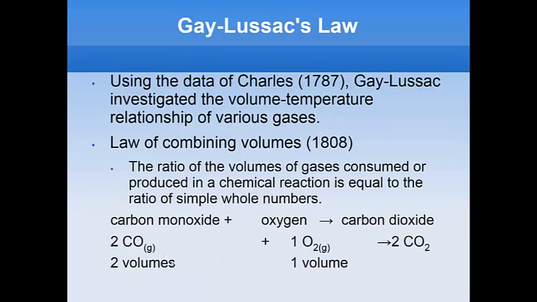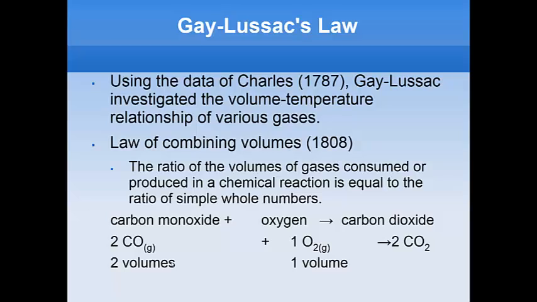So using the data that Charles and Boyle had, Gay-Lussac actually figured out another pressure to temperature relationship. That was the same as Amonton's law. But remember, Amonton was before this. He was around 1700, whereas Gay-Lussac was 1787. So he kind of reinvented it. But he did discover something a bit more interesting, this law of combining volumes, where the ratio of the volumes of the gas consumed or produced in a chemical reaction is equal to the ratio of simple whole numbers.